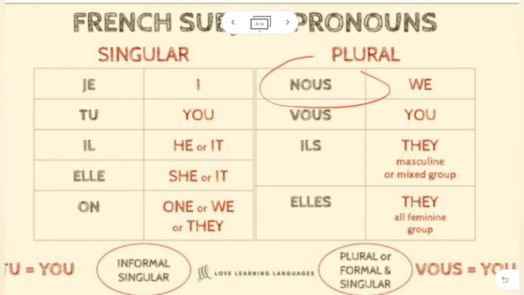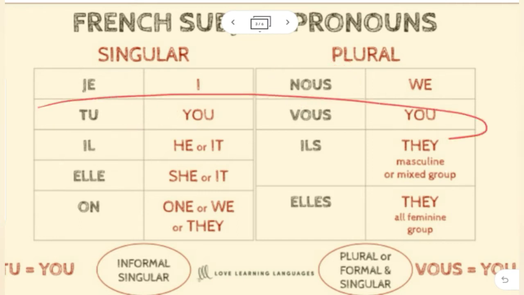On means we, vous means you. Specifically, vous we use. Vous is actually formal. We use it for the people who are elder to us or the people we don't know. So it's a very formal word. And nous is we. Okay. Then tu also means you. If you see carefully, tu and vous mean the same. But tu is very informal and vous is very formal.